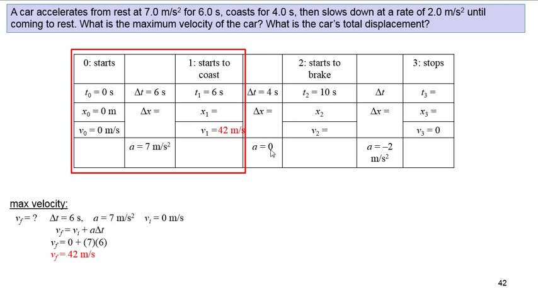Now we also know that we don't even have to do math. Since the acceleration here is 0, this should also be 42 meters per second. So let's just put that in there because that might help us later.